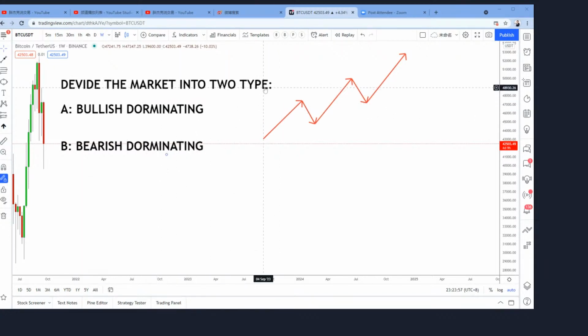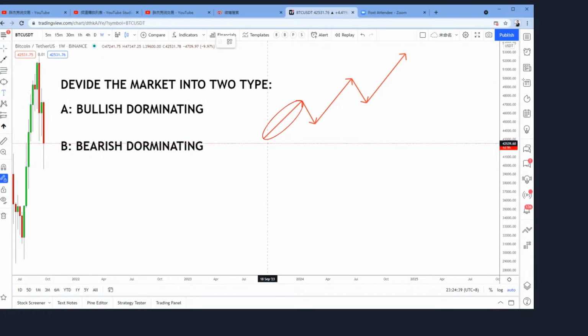So first, you divide the market into two types: bullish dominating or bearish dominating. And in bullish dominating, you will have to see this: bullish waves are stronger, and the time, what is the time? Is time longer or shorter? Anyone? In a bullish dominating scenario, do you see the time is longer or shorter for the rally, or do you see a very short rally or a very long-term period of sell mode? Which one do you see?